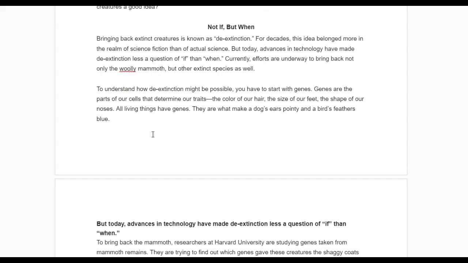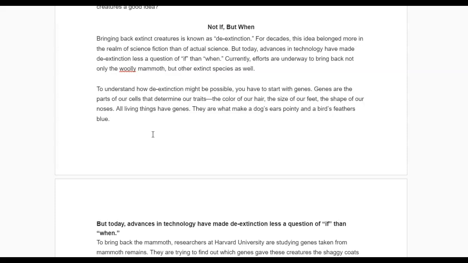Not if, but when. Bringing back extinct creatures is known as de-extinction. For decades, this idea belonged more in the realm of science fiction than of actual science. But today, advances in technology have made de-extinction less of a question of if than when. Currently, efforts are underway to bring back not only the woolly mammoth, but other extinct species as well.